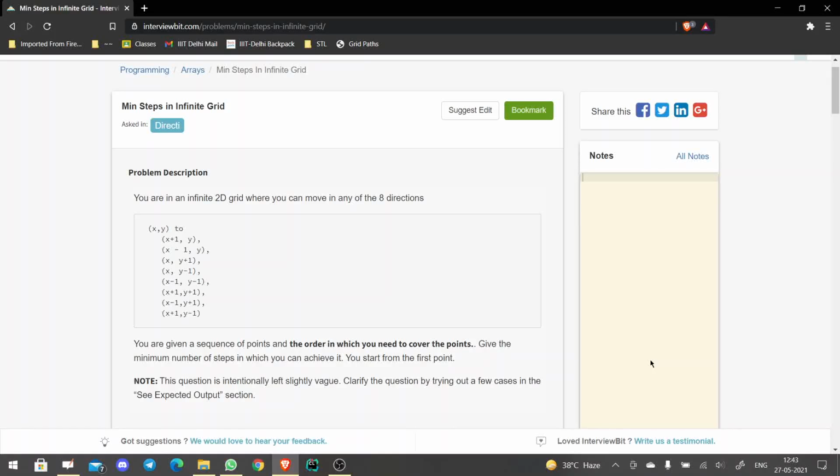Hey guys, this is Raghav Nakra, and today we are going to discuss the question minimum steps in infinite grid, which is a part of array section in the interview bit.